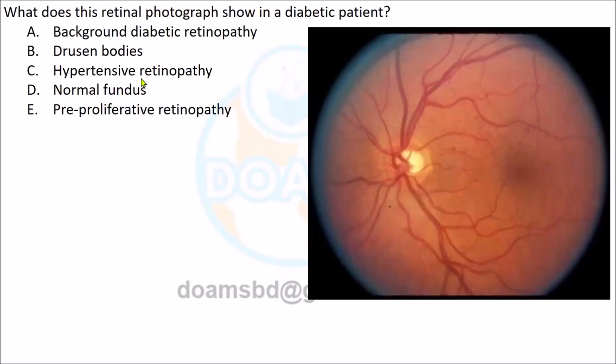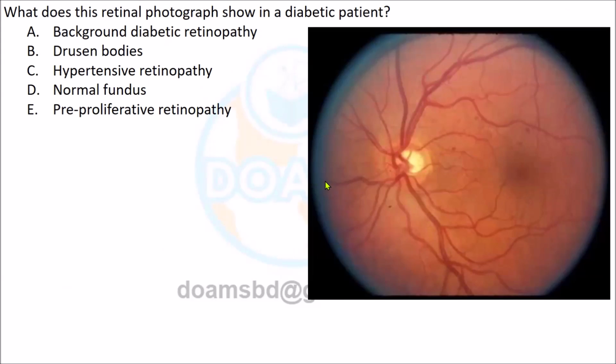Next question. Any new colleague wants to read for us today? Who will be? Dr. Rita? Yes, sir. Why are you not taking the floor? We are inviting any colleague today. Don't mind anyone. Please, Dr. Rita. What does this retinal photograph show in a diabetic patient?